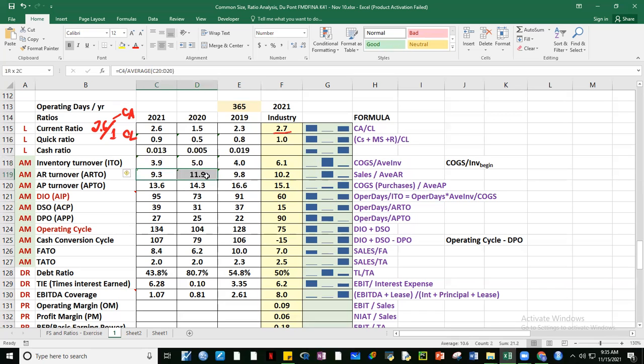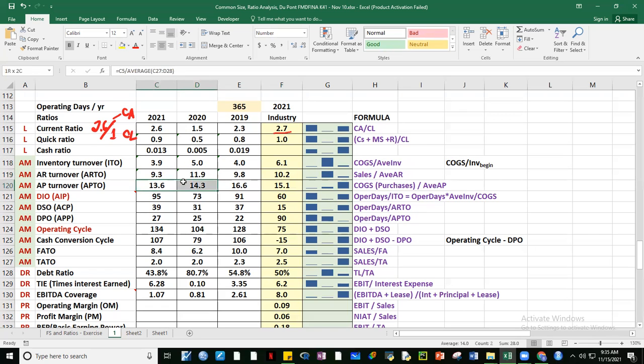Okay, ano naman yung ARTO? ARTO is the number of times a year the company is able to collect on its receivables. Okay, after they sell the goods, ilang beses sa isang taon nakaka-collect yung company. Okay, the higher of course the better also. 10.2 times. Okay, ibig sabihin si direct competitor, they're able to do this 10.2 times. Samantalang si company 9.3 times lang. Noong 2020, they were a lot better kasi 11.9 times.